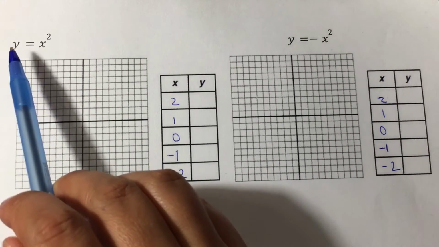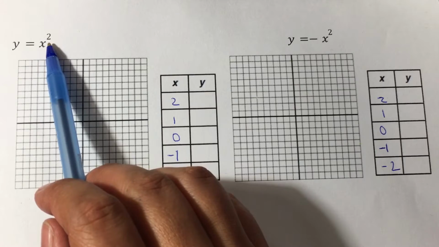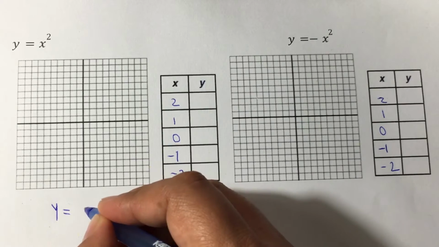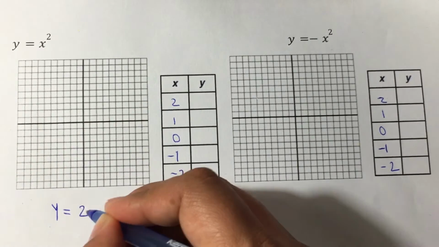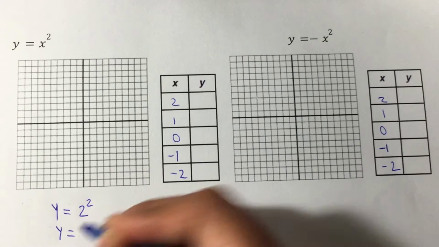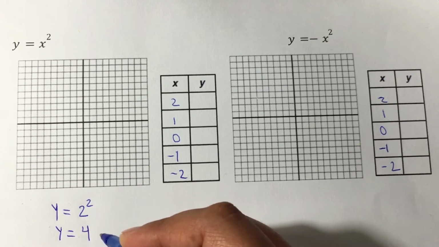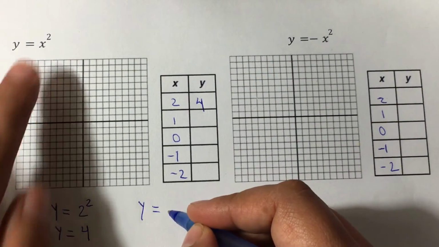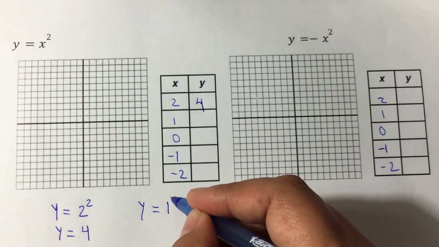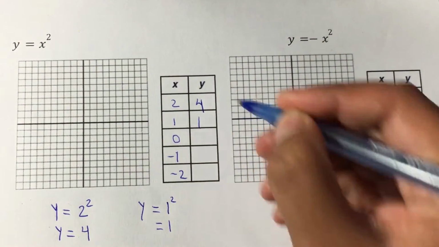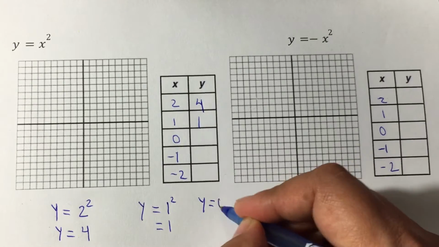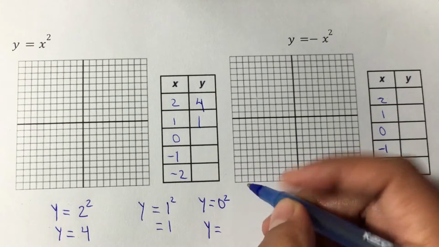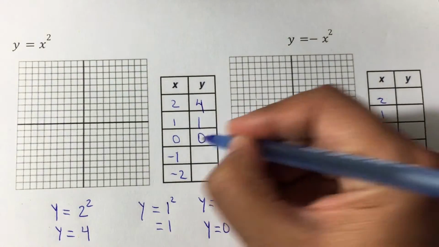For the next one, you recognize that y equals x squared. It's a parabola. Let's start with this value. So 2, it means y equals 2 squared. So y will be equal to 2 squared, which is 4. For the next one, y equals x squared. The value of x is 1, 1 squared is equal to 1. For the next one, you're just substituting the value of x. So y equals 0 squared. 0 squared is just 0.